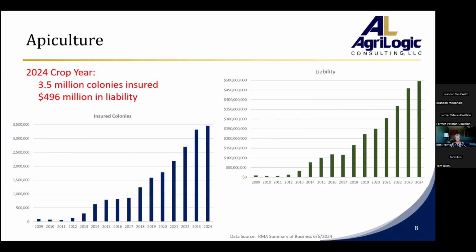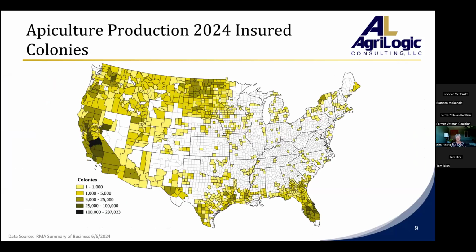For apiculture in the 2024 crop year, over 3.5 million colonies were insured, with $496 million in liability. And as you can see, it's just continued to grow. These programs are just continuing to grow since their early rollout, as growers are getting more comfortable with them and adopting the coverage. For apiculture production, you can see the majority is on the West Coast, California, Pacific Northwest, and then a large quantity in Florida, as well as the North Dakota and Minnesota areas at the top of the United States.